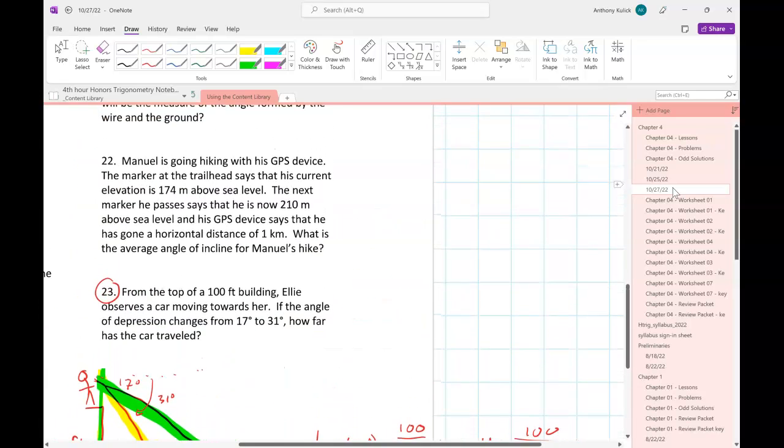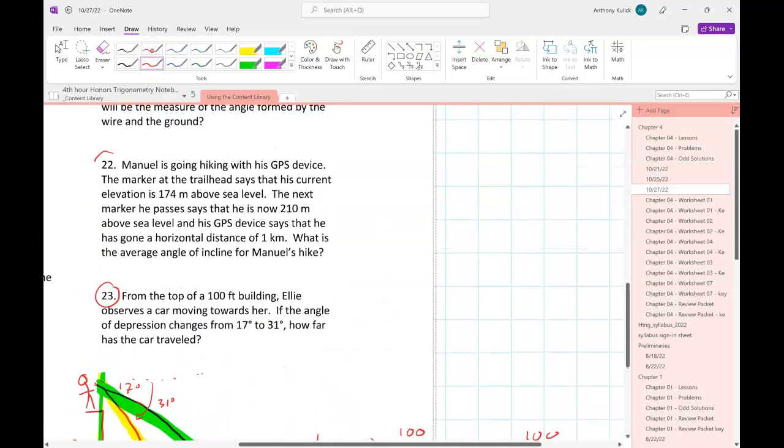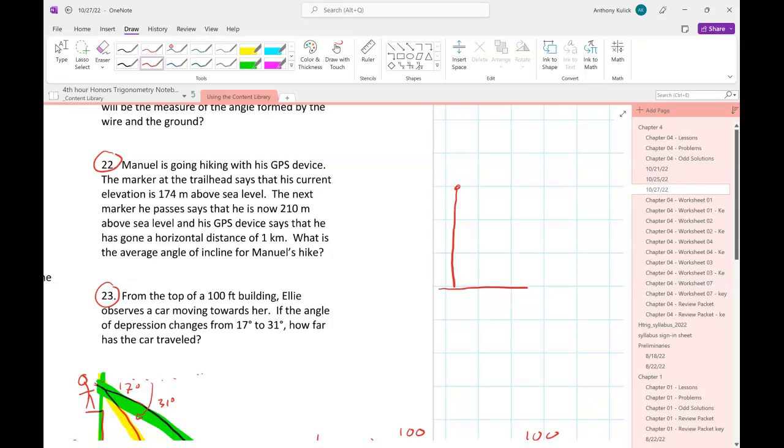22? Okay. Says Manuel is going hiking with his GPS device. The marker at the trailhead says his current elevation is 174 meters above sea level. The next marker he passes says he is now 210 meters above sea level.